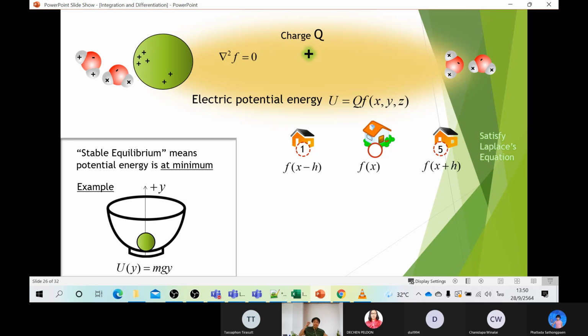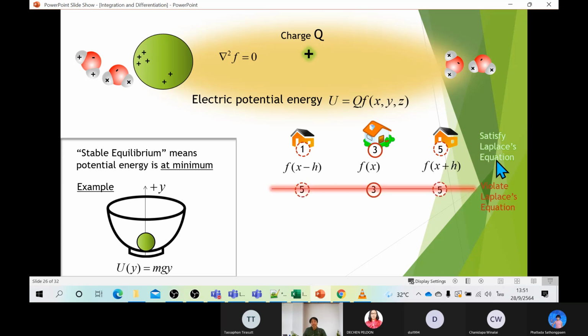Anyone? Let's pause. The what? 3. Very good, 3, because 3 is the average of 5 and 1. If you add 1 to 5, you get 6, divided by 2, you get 3. So very good, 3 is the average. Because we want the function f to satisfy the Laplace equation, you must have that kind of voltage at the points.